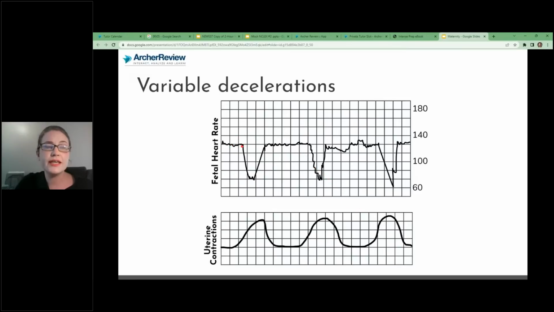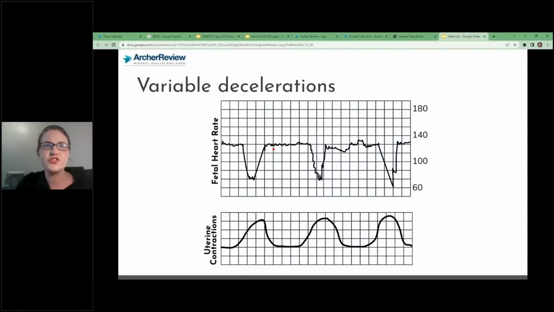And so with these, one thing I'll note is variable decelerations don't always match with the contraction. They can, but very often variable decelerations happen randomly as well, especially if you have something like an umbilical cord prolapse where the cord is extending out through the vagina and being compressed by the fetal head. That would happen more randomly. It wouldn't matter when the contractions are happening.